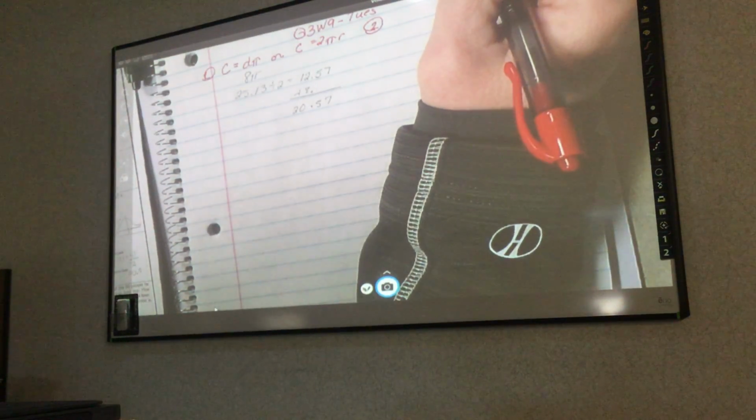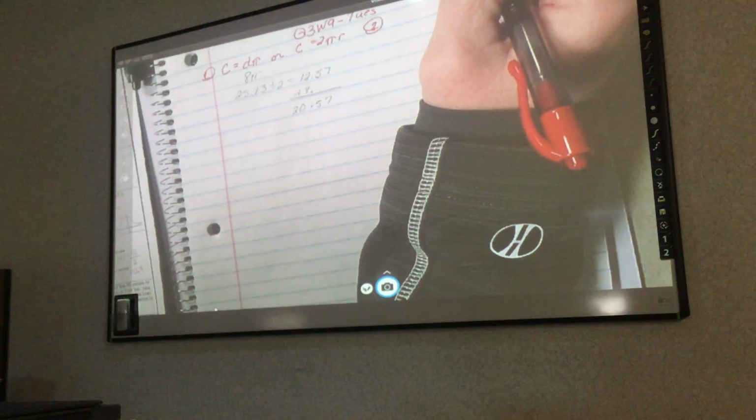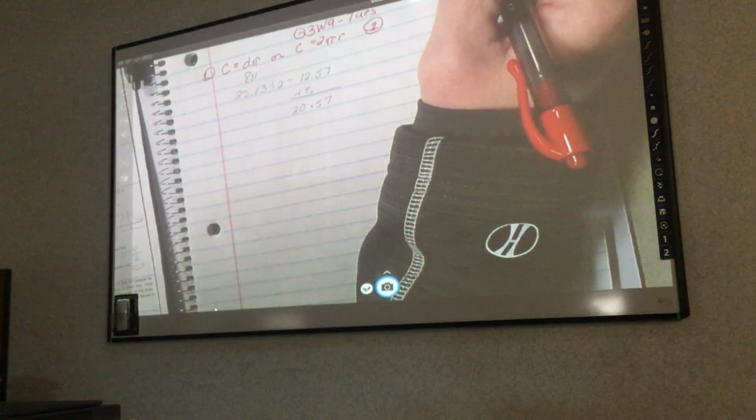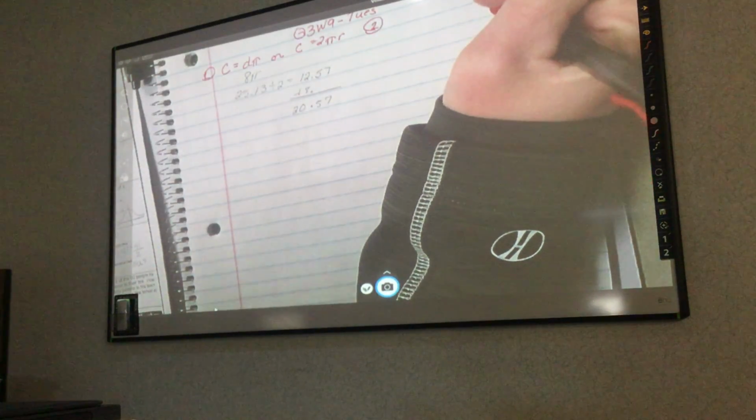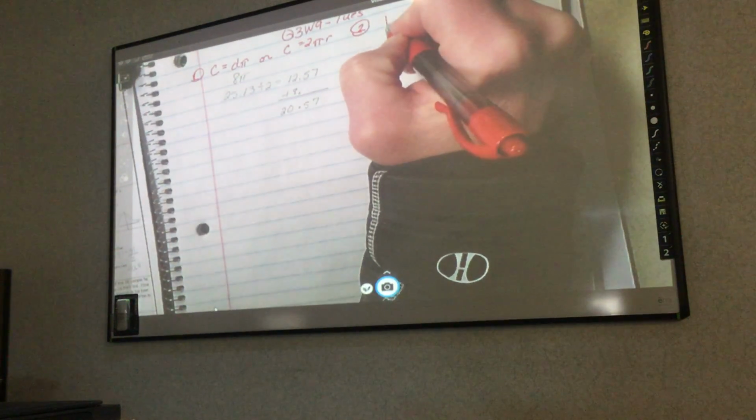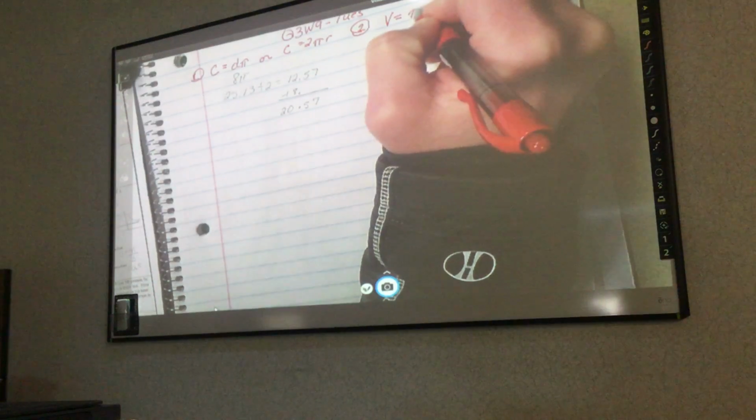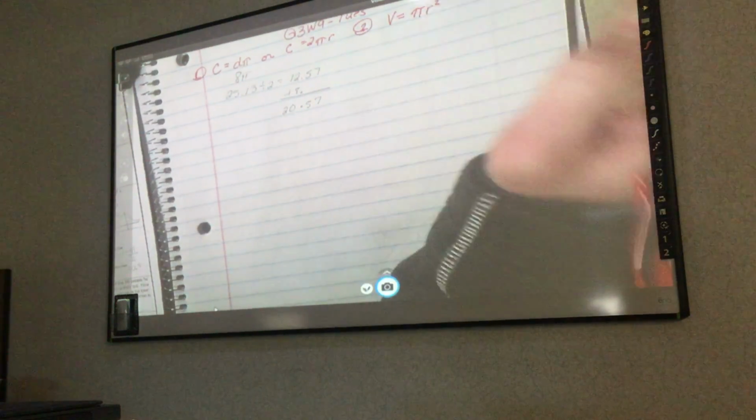About how many cups of juice does the container hold? Hint: 1 cup is about 14.44 inches cubed. So we need to find the volume. Volume equals pi r squared, which is area, times the height.